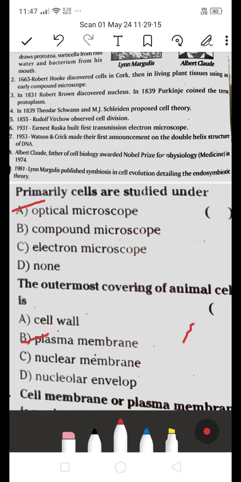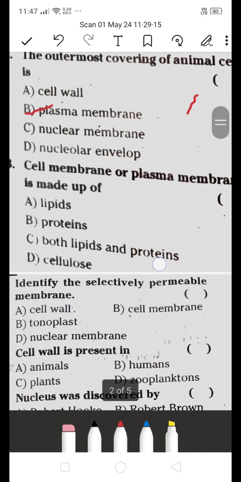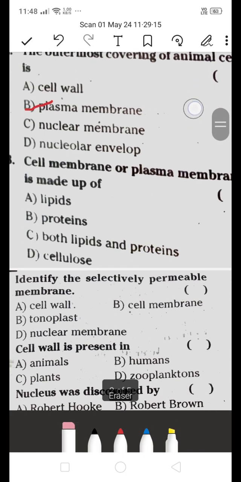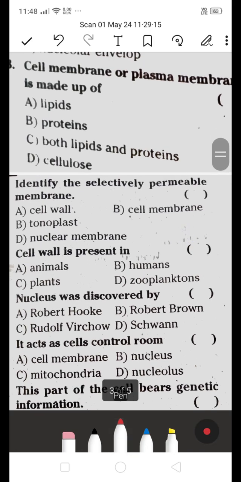Next one: the cell membrane or plasma membrane is made up of lipids, proteins, both lipids and proteins, or cellulose. Which is the right answer? The cell membrane or plasma membrane is made up of both lipids and proteins. This C is the right answer.